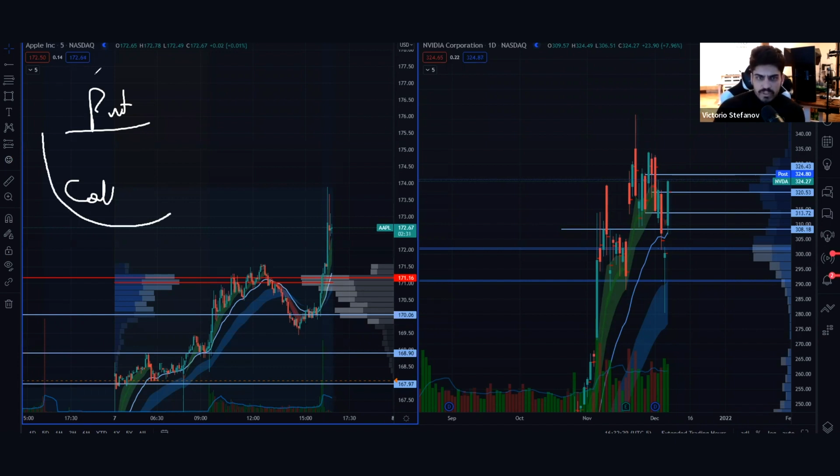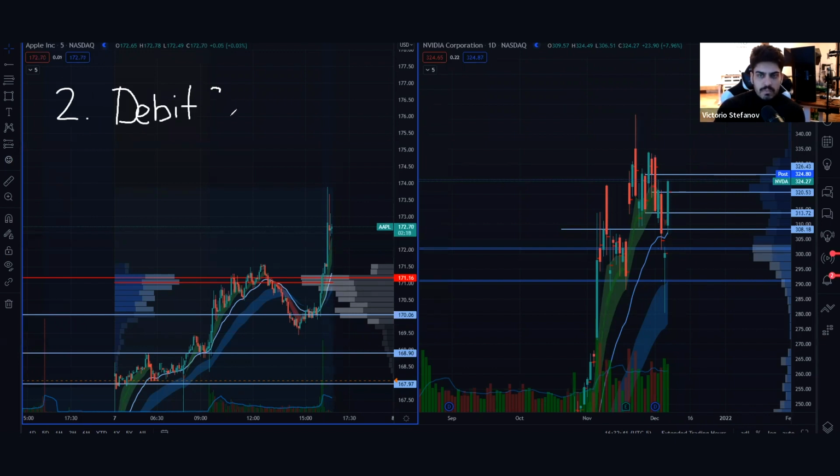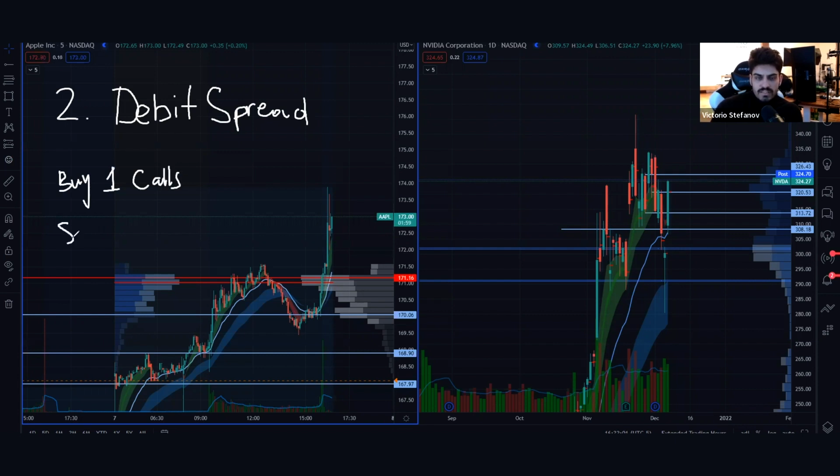Now, if we understand both calls and puts, the second strategy is going to be the debit spread that we talked about. And remember, calls and puts are directional. They either go up or go down. Now, the debit spread consists of either 2 calls or 2 puts. This gets a little more complicated because it's a spread. That means we are buying one or many calls or puts, let's say calls, and we are selling the same amount of calls.